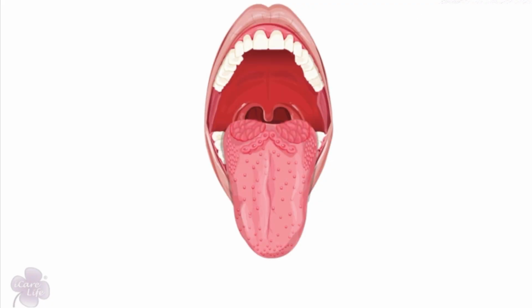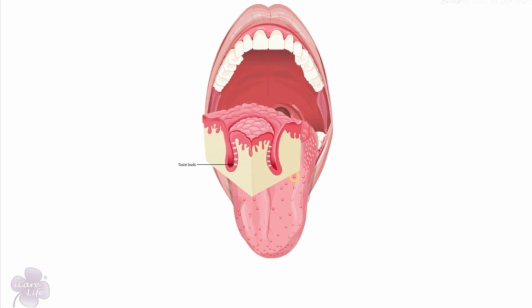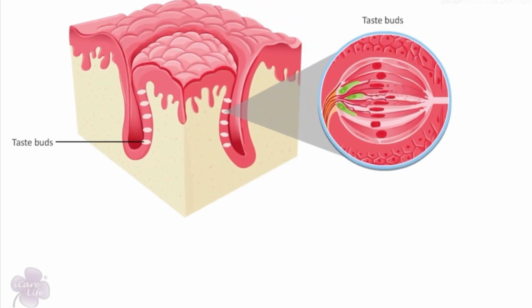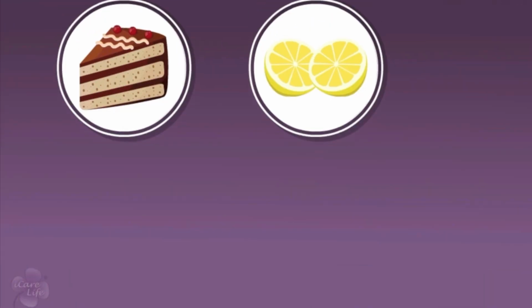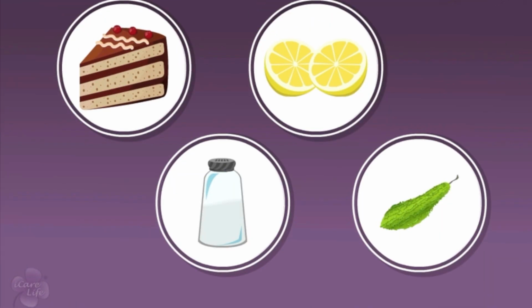The tongue has tiny bumps called papillae, which give the tongue a rough texture. Papillae help grip the food and move it around while chewing. There are many taste buds in the papillae. These taste buds have tiny hair cells on top and are connected to nerves. Each taste bud can detect 4 tastes. These are sweet, sour, salty, and bitter.